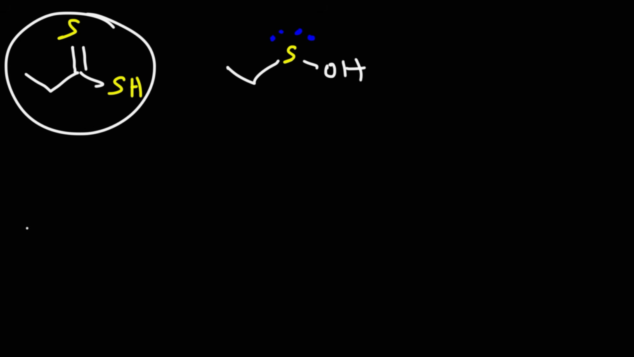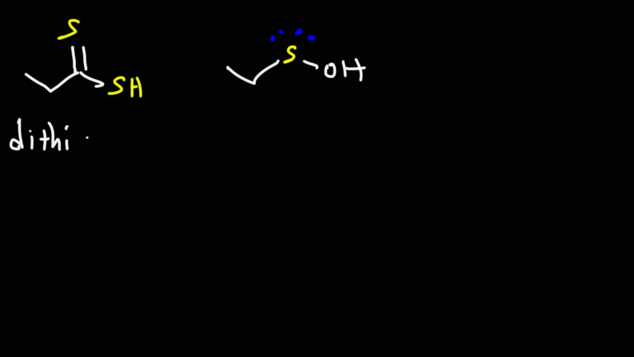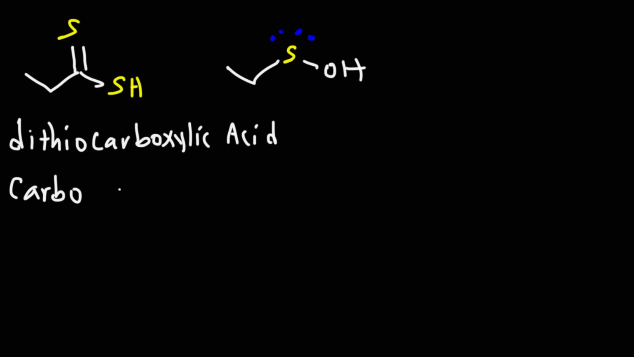So this one, it's still similar to a carboxylic acid because oxygen and sulfur, they're in the same group. They're both chalcogens in group 6A. So it's still a carboxylic acid, but it's called dithiocarboxylic acid because we have two sulfurs instead of one. You can also call it carbodithioic acid.